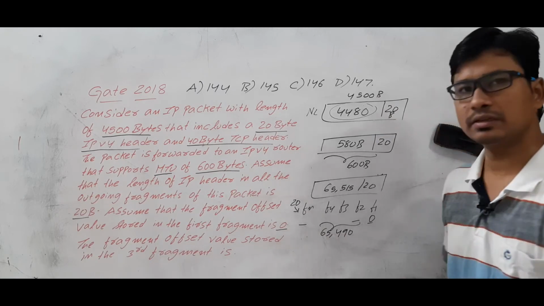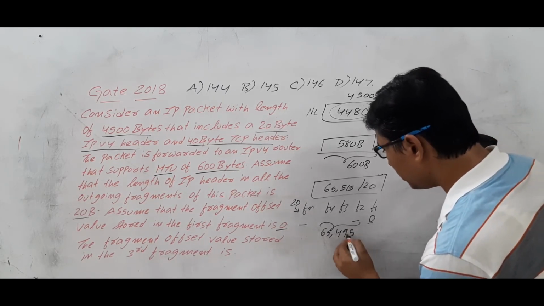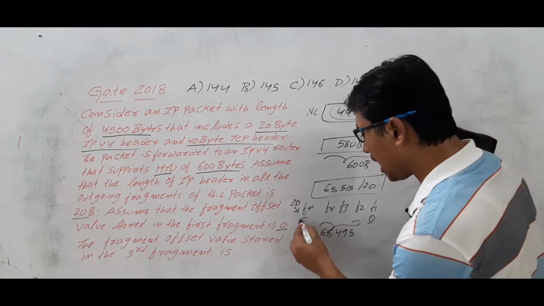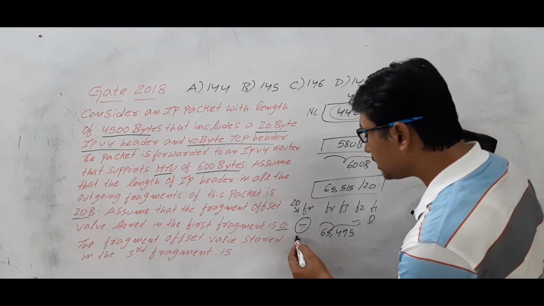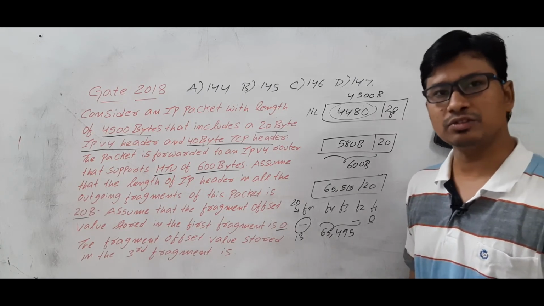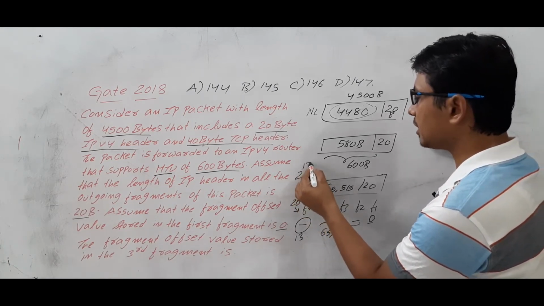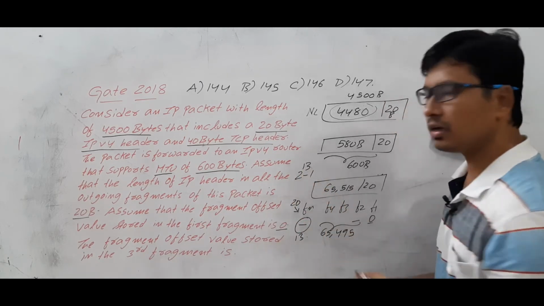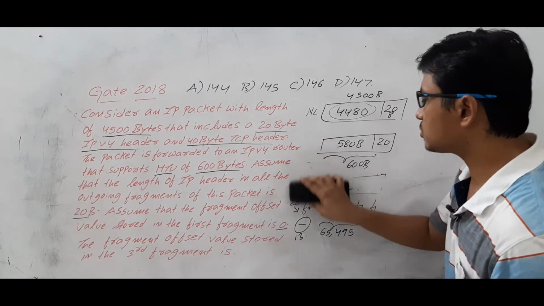65,495 bytes. Am I right? Those many bytes of information have been transferred, and that value needs to be specified in the fragment offset. In 13 bits of information, can you keep 65,495? No, because the maximum value that can be kept in 13 bits is 2 power 13 minus 1, which is less than 65,495. Then you can ask me what the solution is.